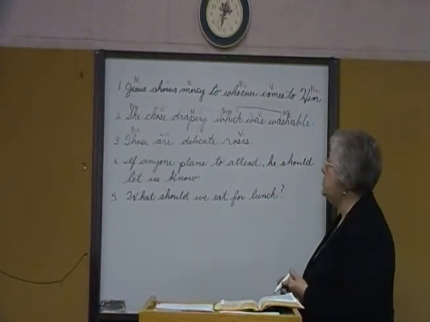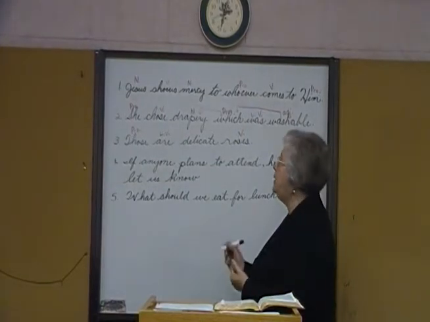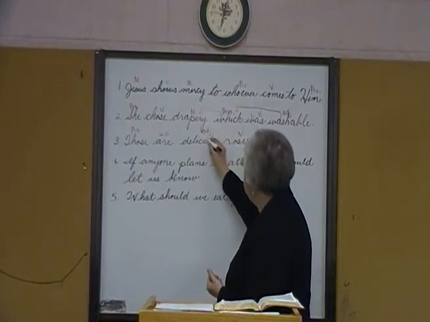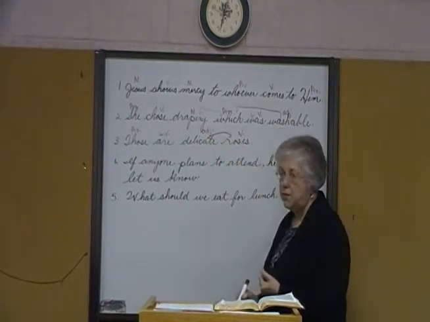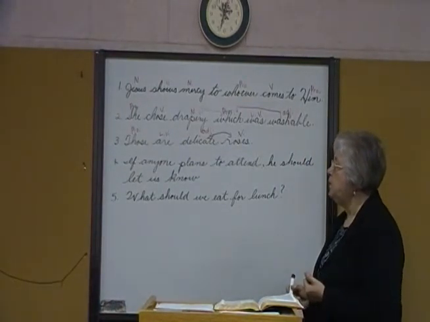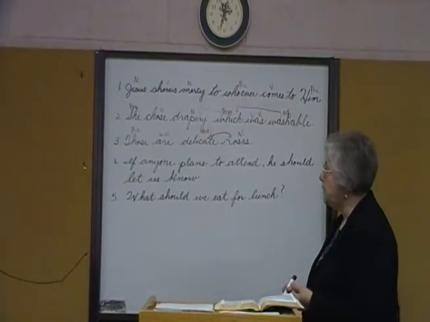All right, adjective. There is one. It's describing and it says what kind, and it's delicate. Delicate is modifying roses. What kind of roses? Delicate. Number 4, if anyone plans to attend, he should let us know.